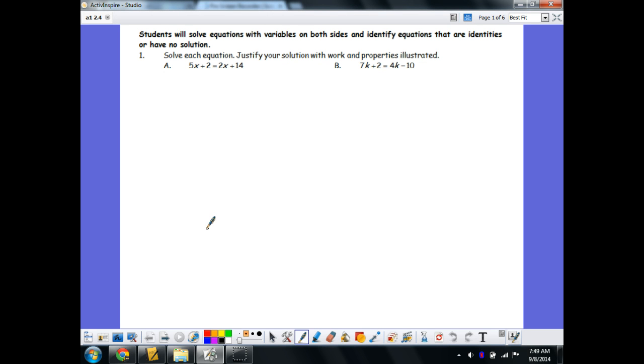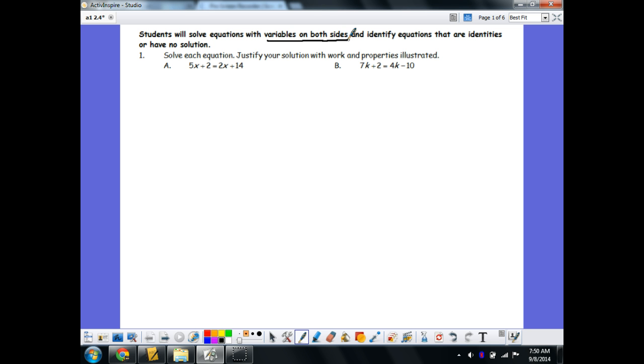In section 2.4, we're going to add another step to this. What we're going to do is put a variable on both sides of the equal sign and talk about how to handle that. In this first video, we're going to tackle examples A, B, C, and D. E, F, G, and H, those examples will have some special cases as far as solutions go, so we're going to tackle those in the second video for today.